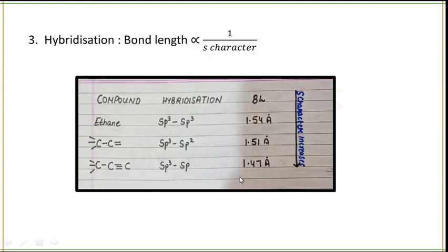Next is hybridization. Bond length also depends on the hybridization. Bond length is inversely proportional to the s character. As you know, moving from alkane to alkene, s character increases, and moving from alkene to alkyne, s character increases very sharply. That's why if s character increases, then the bond length will decrease.